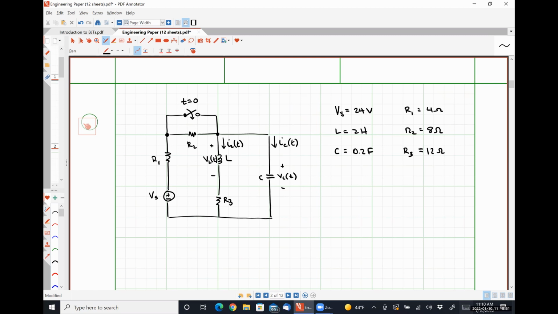All right. So let's start with what I hope is pretty obvious. Why isn't this a series RLC circuit or a parallel RLC circuit?